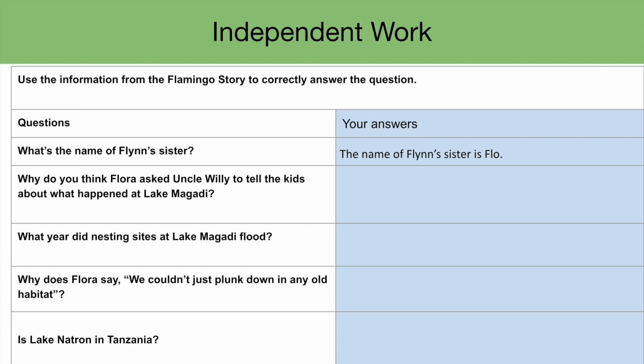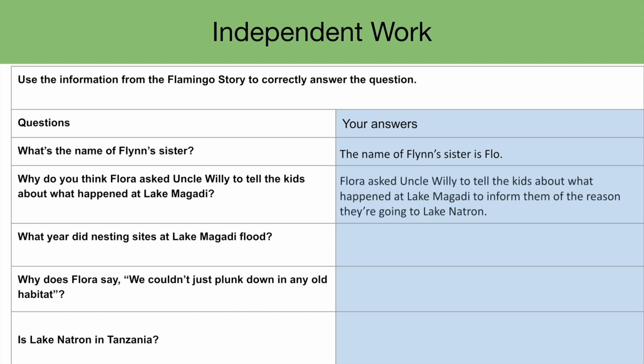Next question. Why do you think Flora asked Uncle Willie to tell the kids about what happened at Lake Magadi? I begin by rephrasing the question. Flora asked Uncle Willie to tell the kids about what happened at Lake Magadi to inform them of the reason they're going to Lake Natron. Next question. What year did the nesting sites at Lake Magadi flood? The nesting sites at Lake Magadi flooded in 1962.